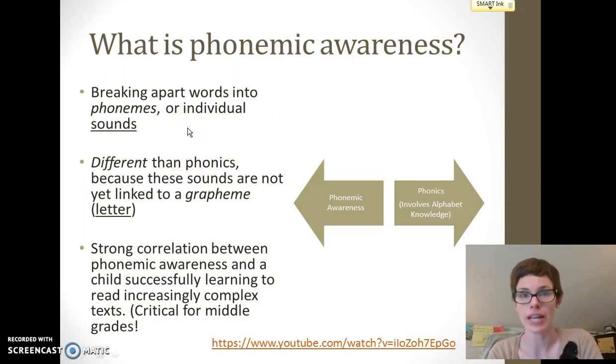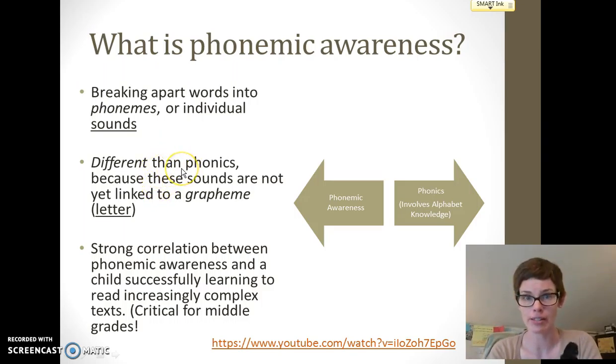Phonemic awareness and phonics go together, but the main difference between the idea of phonics and when we teach phonemic awareness is that phonemic awareness focuses children only on sounds, okay? It's breaking apart spoken, not written, spoken words into individual parts, individual phonemes. A phoneme is a sound, okay? A phoneme is a sound. It can break it into syllables, the sounds in syllables, but not in its written form, only in its spoken form. Phonemic awareness is only concerned with sounds.